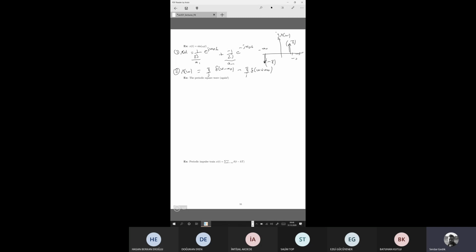Well, next I have the periodic square wave. It is somewhat tedious to show, but we have calculated the Fourier series coefficients of the periodic square wave as this.